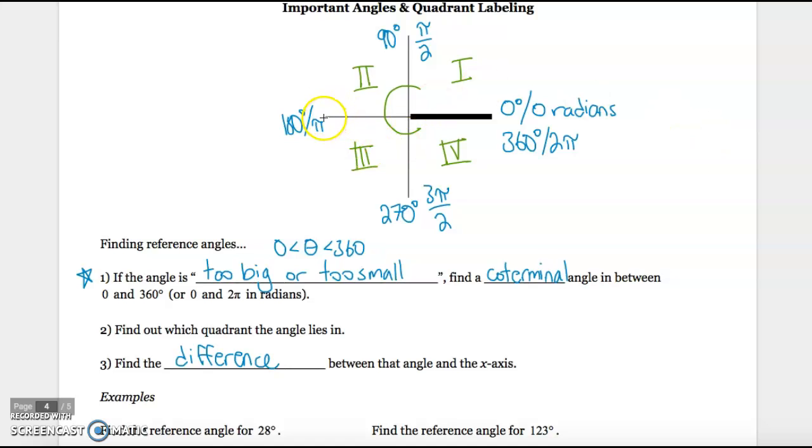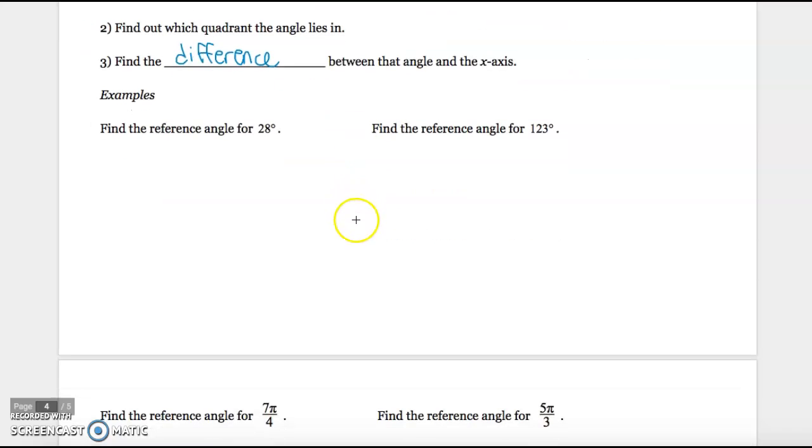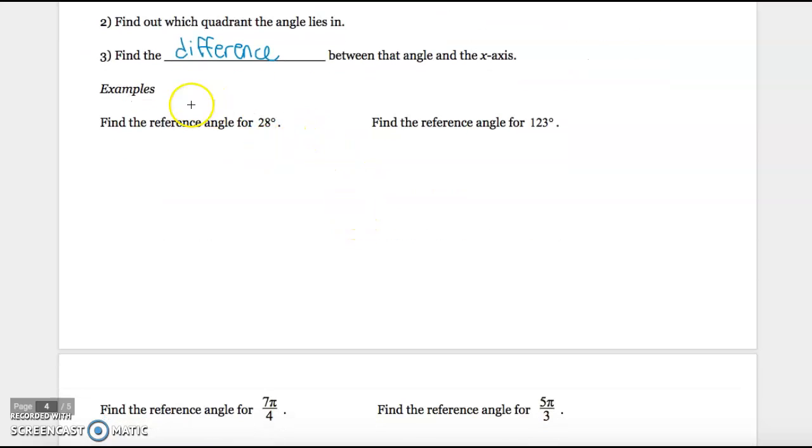Right, so this is my x-axis. And so basically what we're going to be looking at is finding angles that are in quadrant 1, 2, 3, or 4, and then figuring out their distance just from that x-axis, okay? All right, so let's do that. We're going to find the reference angle for 28 degrees.